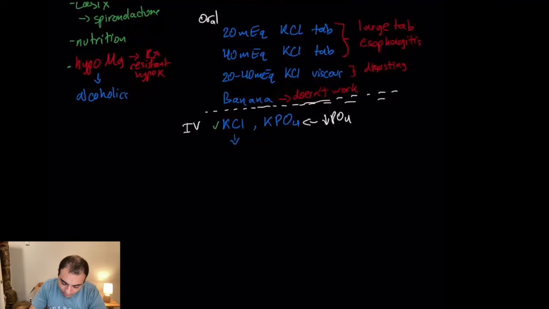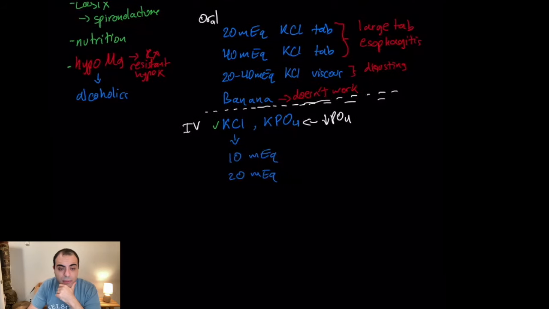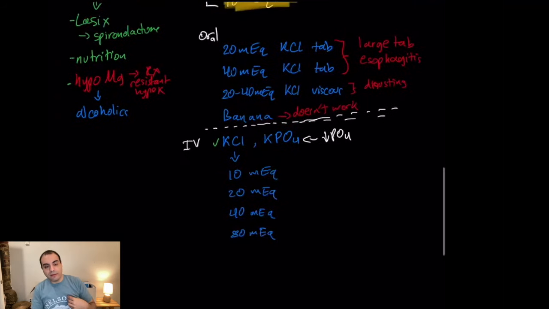Now, you can give 10 milliequivalent, okay? You can give 20 milliequivalent, okay? Or you can give 40 milliequivalent or 80 milliequivalent, okay? Remember, you want to increase it by 0.1. Here, what we said here, you're increasing it by 0.1 for every milliequivalent. Okay, so if you have a potassium level of like 3.2, you want to calculate how much you wanna give.